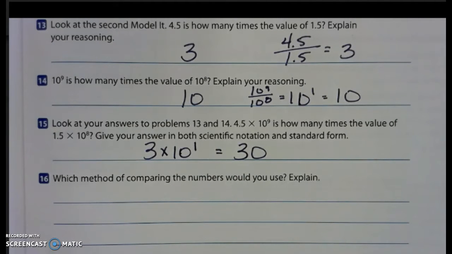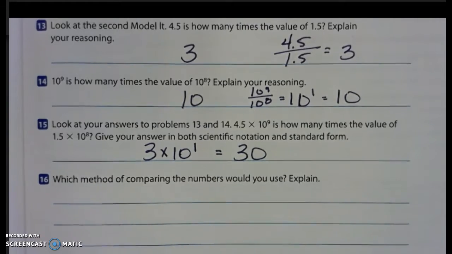Number 16 is an opinion question. Which method would you use? It's totally up to you. It's your preference. I prefer scientific notation if there's a lot of zeros. If there's not a lot of zeros and it's a number I can work with easily, I prefer standard form. Okay, it's just a personal preference.